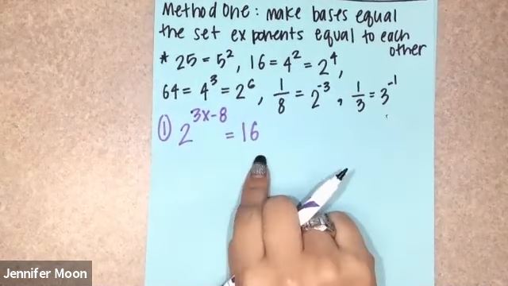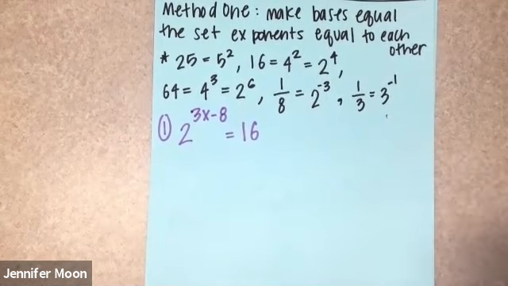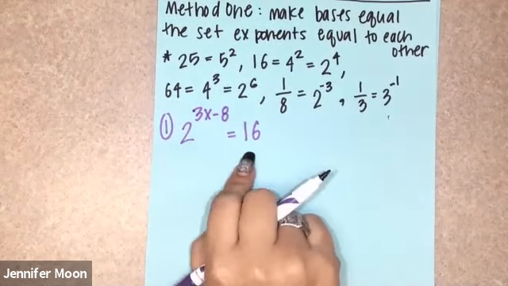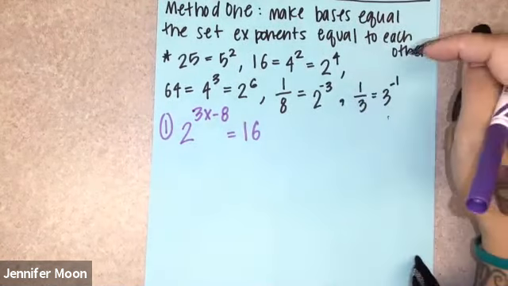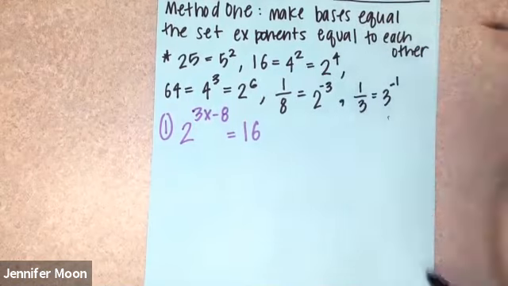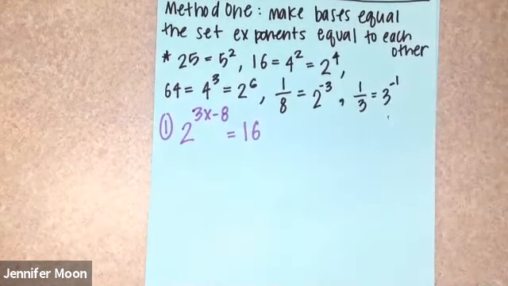This is exponential form. If it actually wants me to solve for x, the only way I know how to do that is to make the bases equal to each other, and then set the exponents equal. When we make the bases equal to each other, it's like they just kind of go away, but they have to be set equal first.